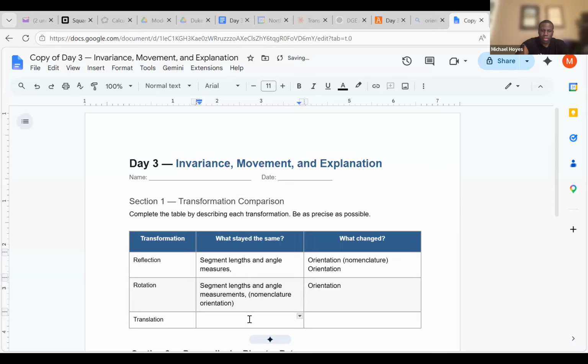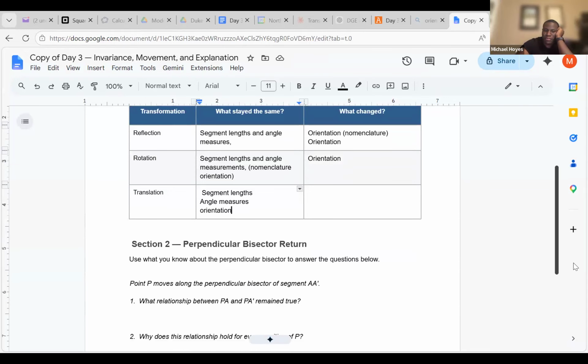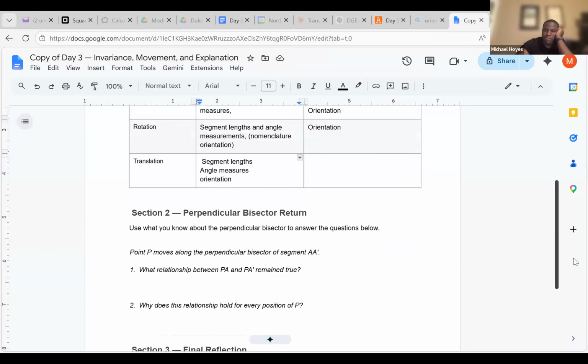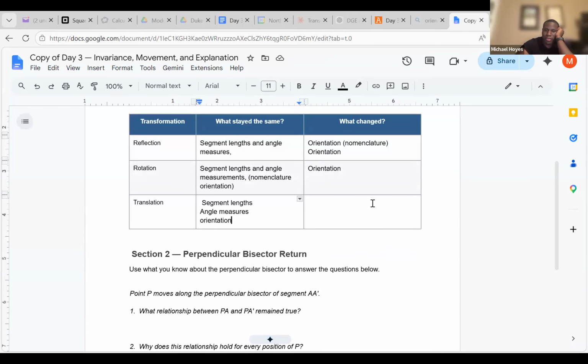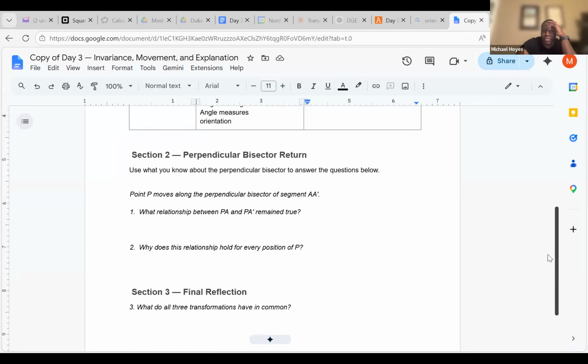What is staying the same? I guess we'll say everything. Yeah, everything stays the same there. You have your segment lengths, angle measures, and orientation. Nothing really changed except the location, but nothing changes as far as the structure of the shape.